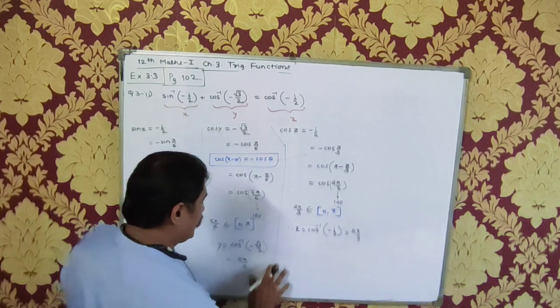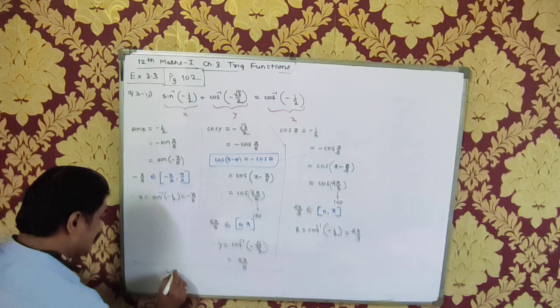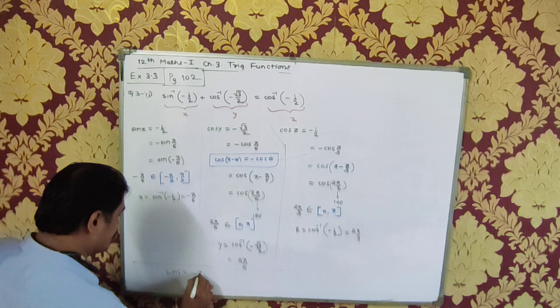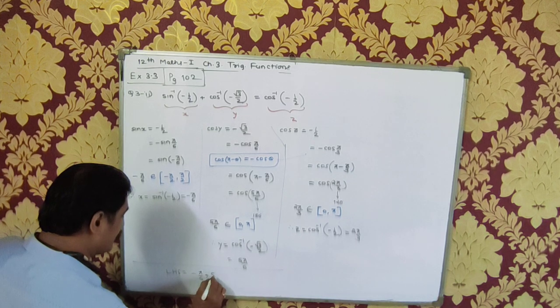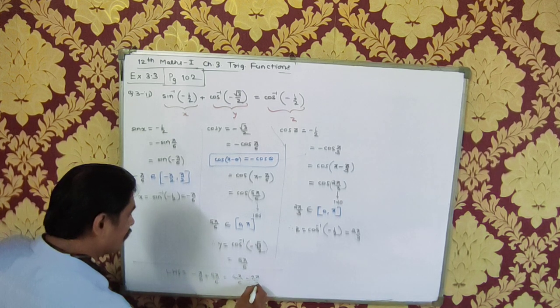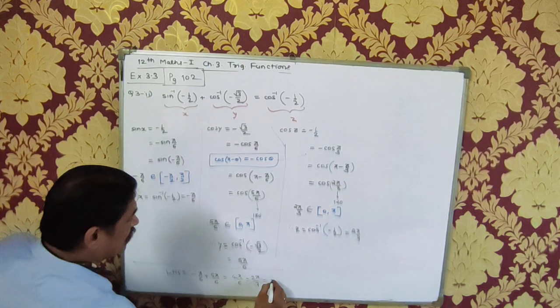And therefore now let me put it like, what is the LHS? LHS is x plus y, that is minus pi by 6 plus 5 pi by 6. That is equal to 4 pi by 6. That is equal to 2 pi by 3. And that is equal to z. And that is equal to RHS.